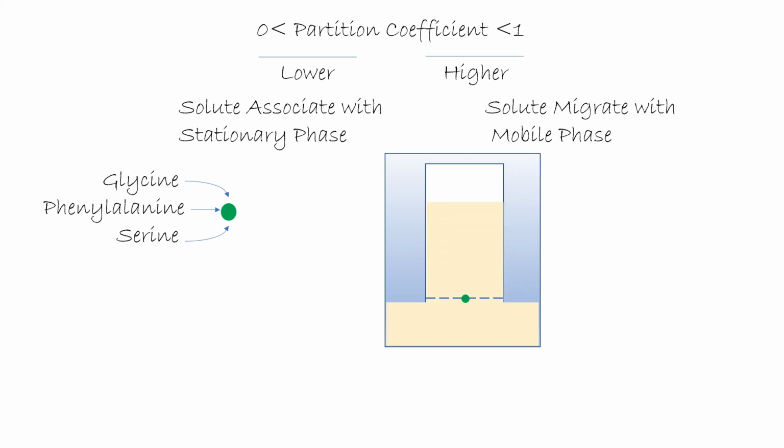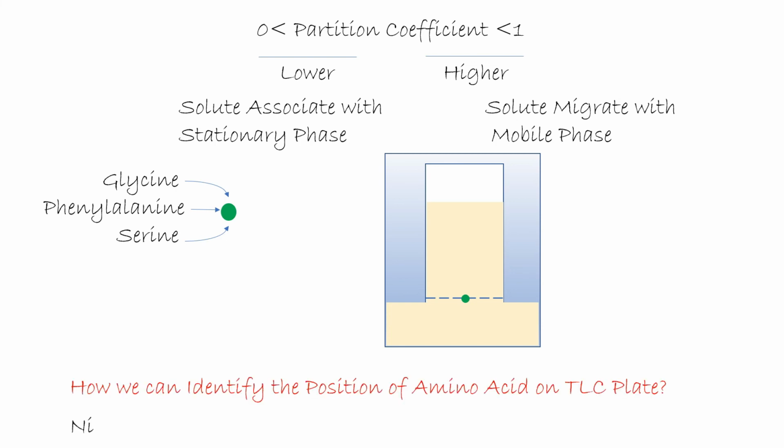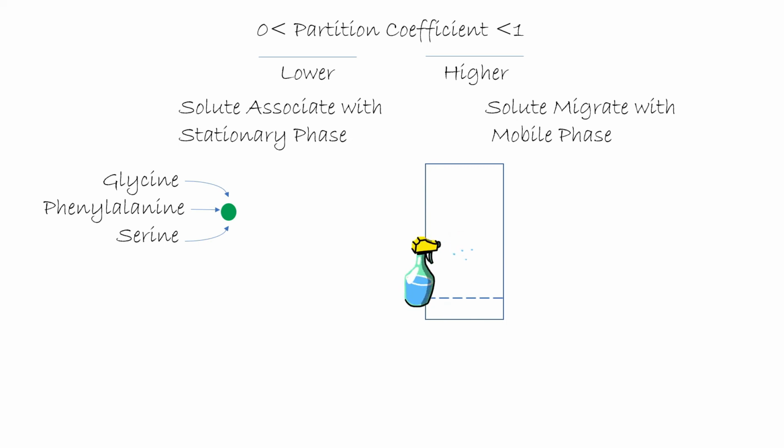After this step, the chromatogram is allowed to dry, leaving behind the solutes at their respective positions on the TLC plate. But as there are no natural colors to these amino acids, this raises a question: how will we identify the position of amino acids on the TLC plate? One possible solution is to use a chemical that will react with these amino acids, and one such example is ninhydrin. Now, after spraying the TLC sheet with ninhydrin, we are able to see these amino acid bands.